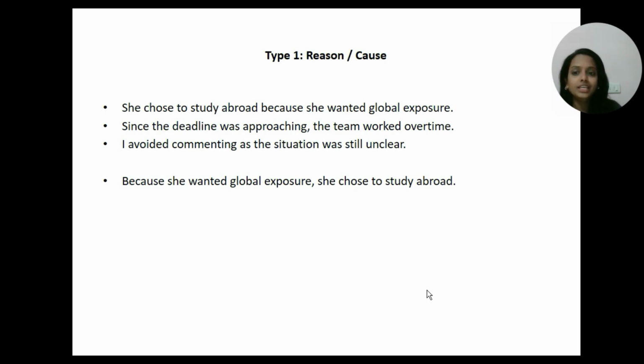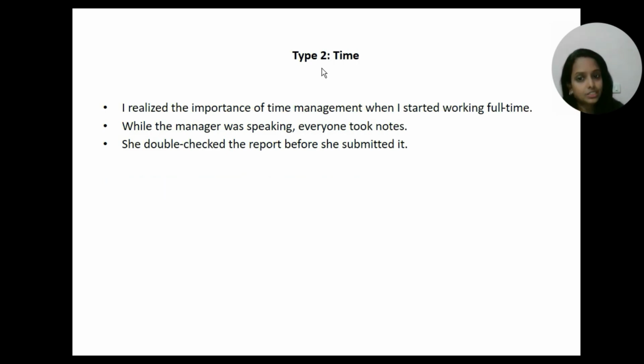Okay? And the next type is complex sentences with time. Here the usage of words such as when, while, after, before, whenever, until comes into play. So these show when something happens. For example, I realized the importance of time management when I started working full time. So, when did I realize the importance of time management? When I started working full time, right?